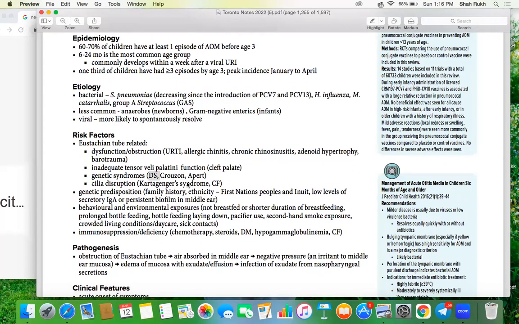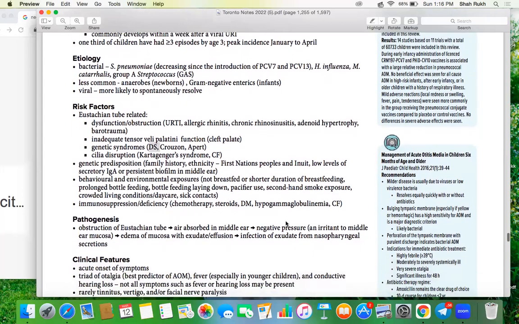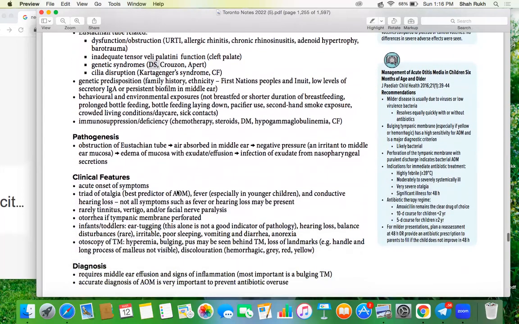It's unusual that a family physician will see a patient with Kartagener syndrome in their whole life, but seeing a lot of patients with bottle feeding and lying down will be common, okay? So commons first and then uncommon. Just don't miss the uncommon as well. Then coming to immunosuppression and deficiency: chemotherapy, diabetes mellitus, hypogammaglobulinemia, and then pathogenesis, you can read it.